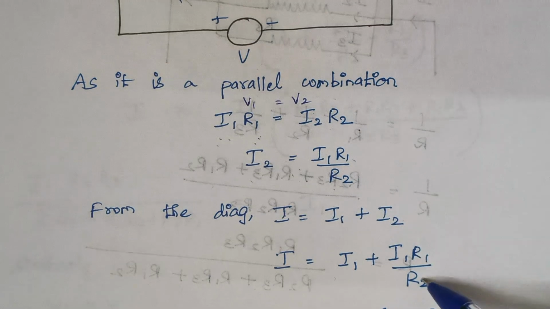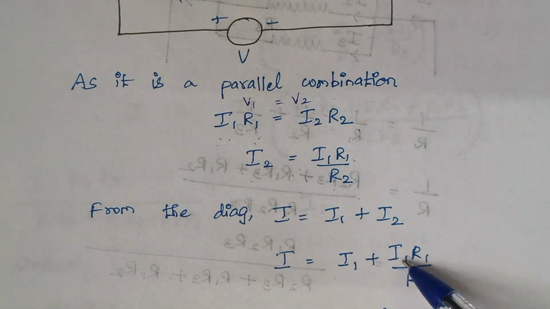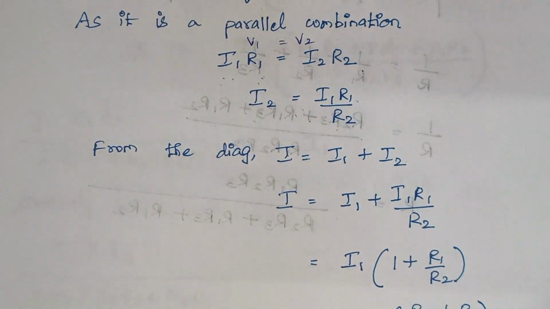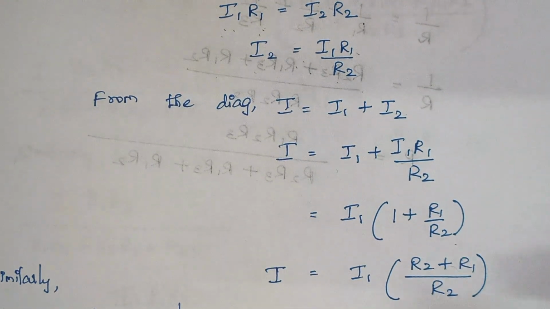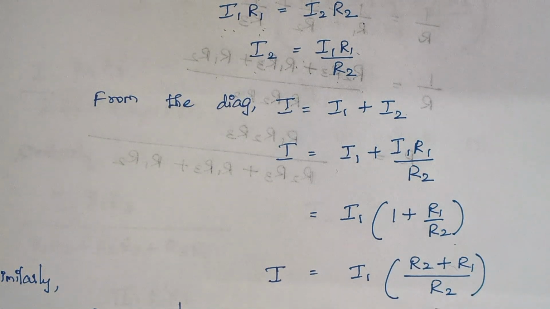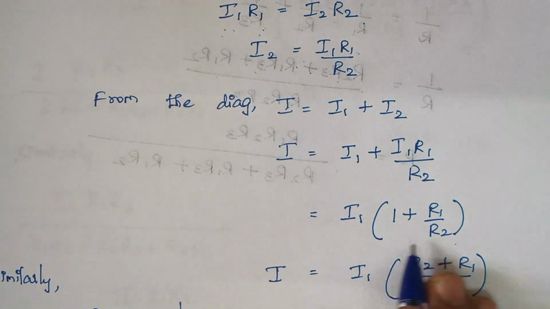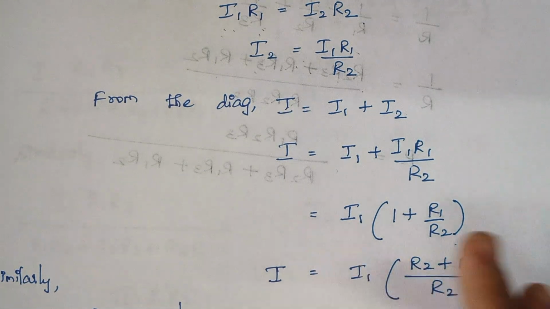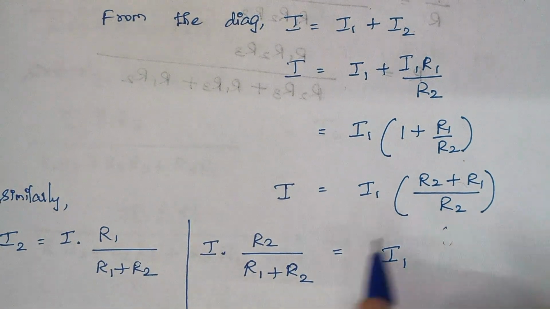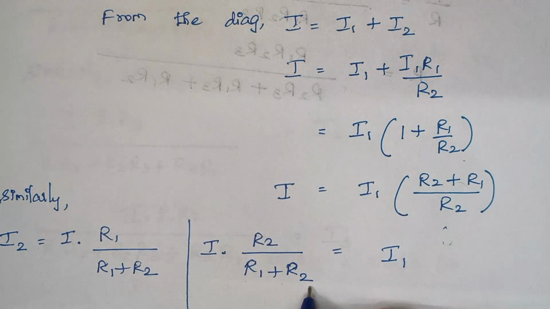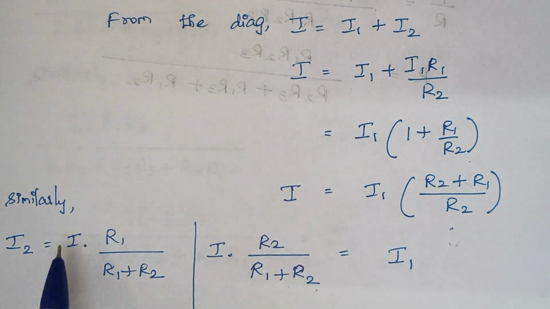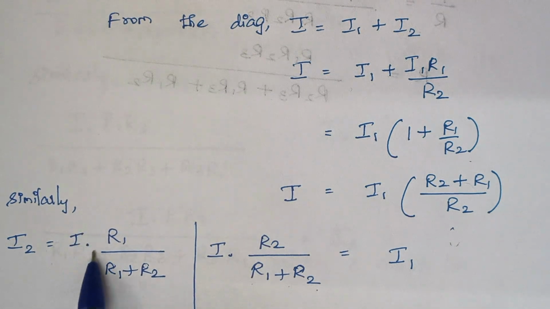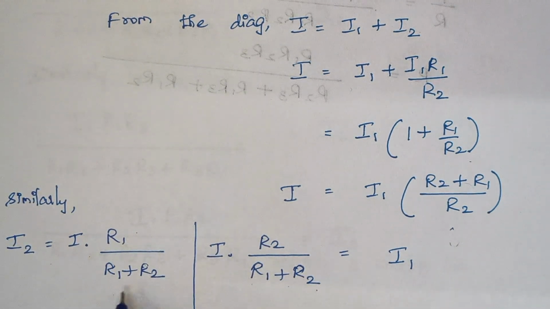So just replace I2 by this expression, and in this expression the term I1 is common. When you take I1 outside, the remaining term will be 1 plus R1 by R2, right? So finally when you take LCM, it is given as R2 plus R1 by R2, right? So I is given by I1 into this term, but we need only I1, so just rearrange the terms accordingly. So I1 is given by I into R2 by R1 plus R2. Similarly, the value of I2 can be written as the total current I into R1 divided by R1 plus R2.